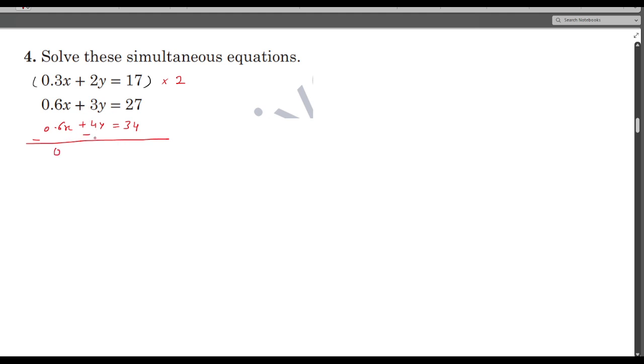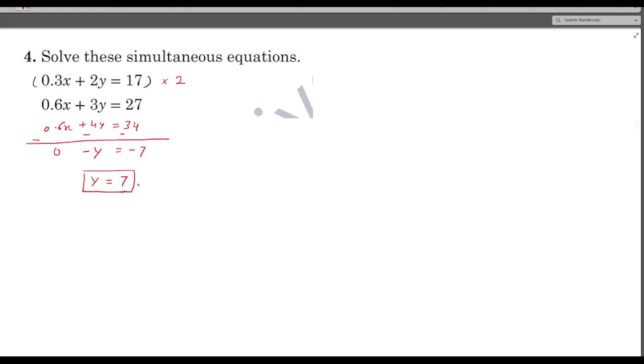Then 3y minus 4y will give me minus y, and then 27 minus 34 will give me minus 7. Okay, so minus y is equal to minus 7, so that gives you y is equal to 7. So your value for y is 7. Now you have to find x. So you can substitute this value of y in any of the equations. Let us substitute in the first equation.